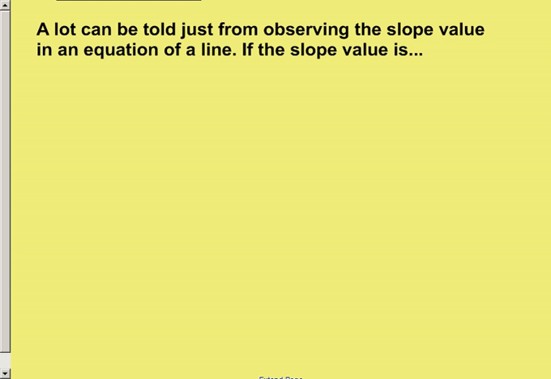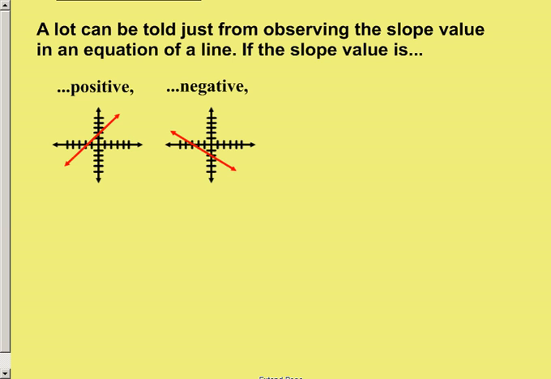Now, a lot can be told just from observing the slope value in an equation of a line. Hopefully you have become familiar with a lot of these different values, so bear with me as we roll through them. A slope value can always be positive, which of course means the line rises as it moves from left to right. If we have any choice in the matter, we always read graphs from left to right. If it's a positive slope, then it is rising from left to right. And of course, if we're looking at a slope that is negative, then obviously the graph is falling from left to right.